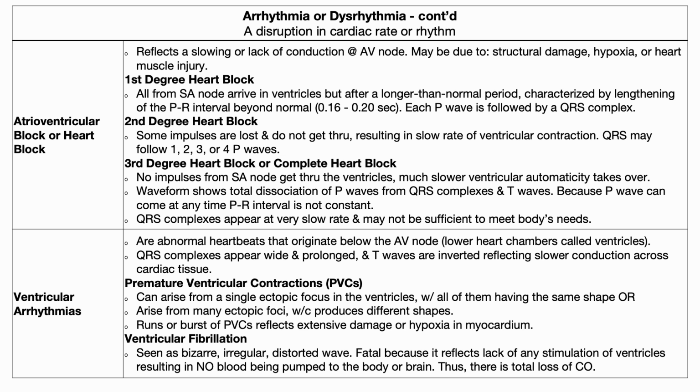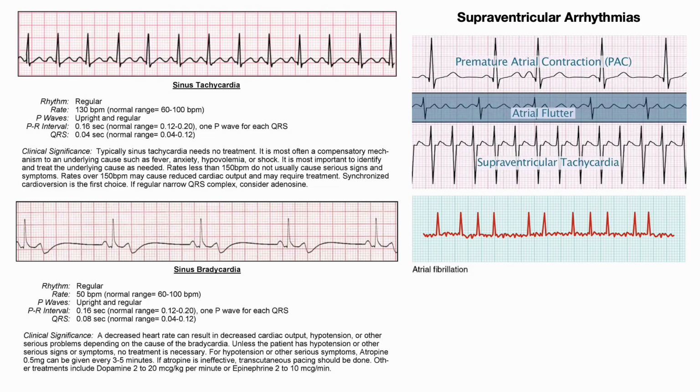Then, we have ventricular fibrillation, which is seen as a bizarre, irregular, distorted wave. Fatal because it reflects lack of any stimulation of the ventricles, resulting in no blood being pumped to the body or brain. Thus, there is total loss of cardiac output. So here are figures or pictures for you to see how these different arrhythmias look like in an ECG. Just take a close look at them when you grab your copy of PLP.